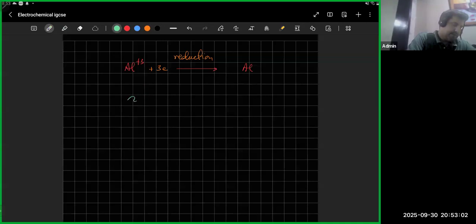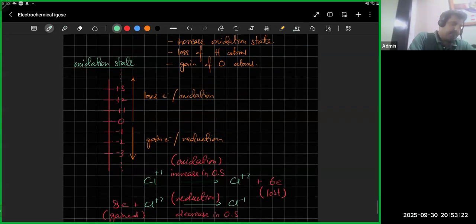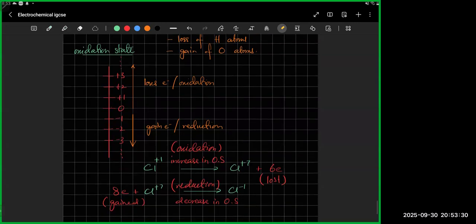Similarly, if you have, let's say, Mg+ and it becomes Mg2+, in this case the charge is increasing. That means you're losing electrons. That means you lost 1 electron. That's oxidation. So keep this in mind. Charge going down, decreasing, that's reduction. Going up, that's oxidation. Is that clear to everyone?